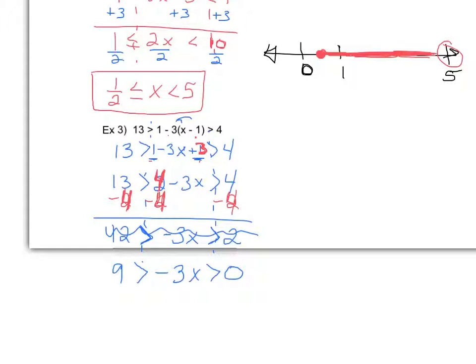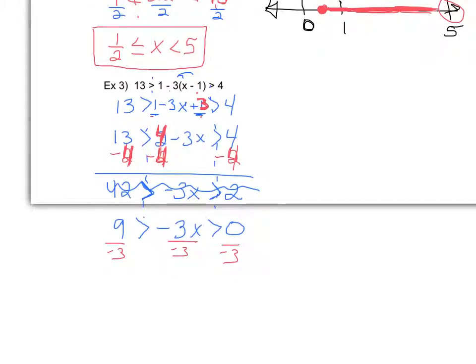Now to get x by itself, I'm going to get rid of that multiplication by dividing all pieces by negative 3. And I remember that when I divide or multiply both sides by a negative, my inequality flips. So that becomes negative 3 is now less than x is now less than 0 divided by negative 3, which is still 0.